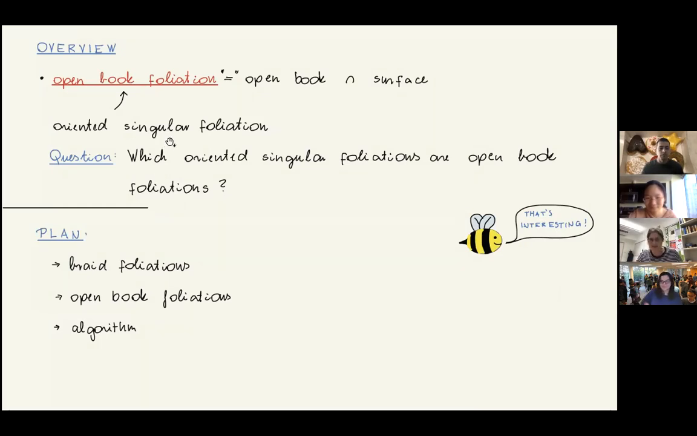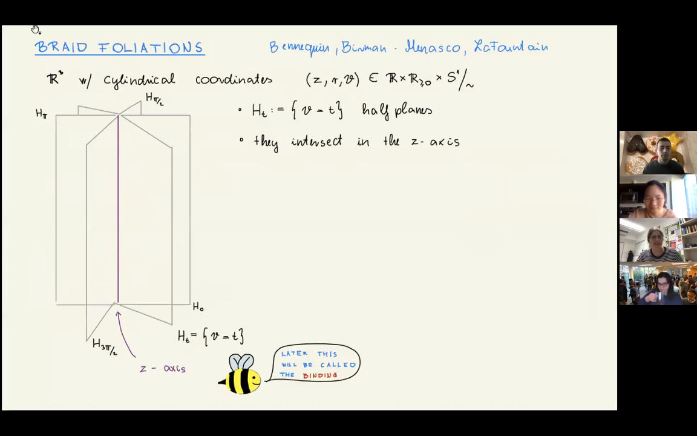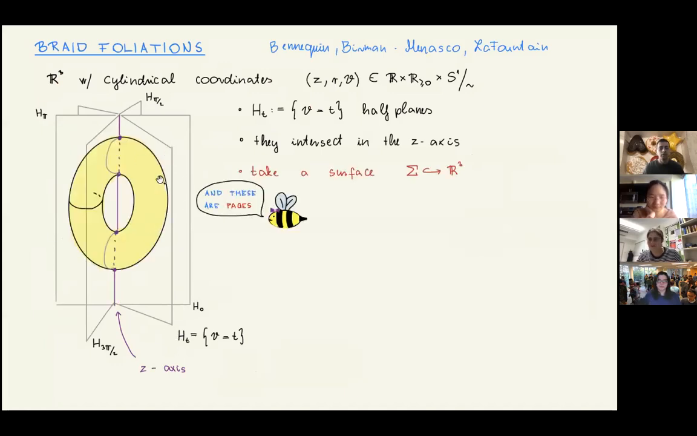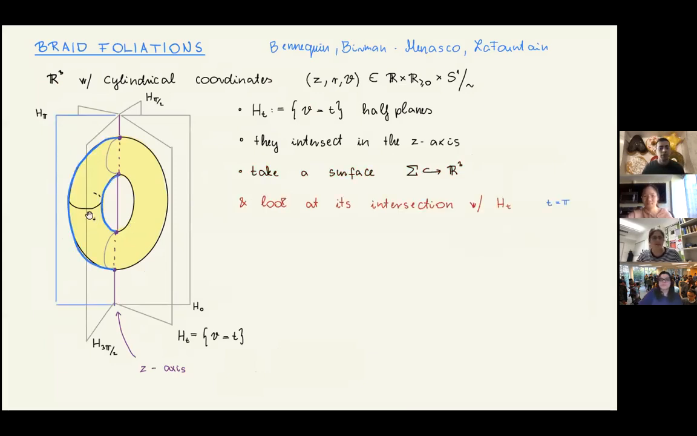So the plan I already told you, it was also written. And then here are these pictures of the cylindrical coordinates and the half planes, H_t. And then I introduce this surface in it, which is just a random surface, and I'm looking at the intersection. So here is an intersection. This is two arcs. And then when I move forward, it's going to eventually turn into this X shape. And then the X shape is turning into another two arcs as you move forward.